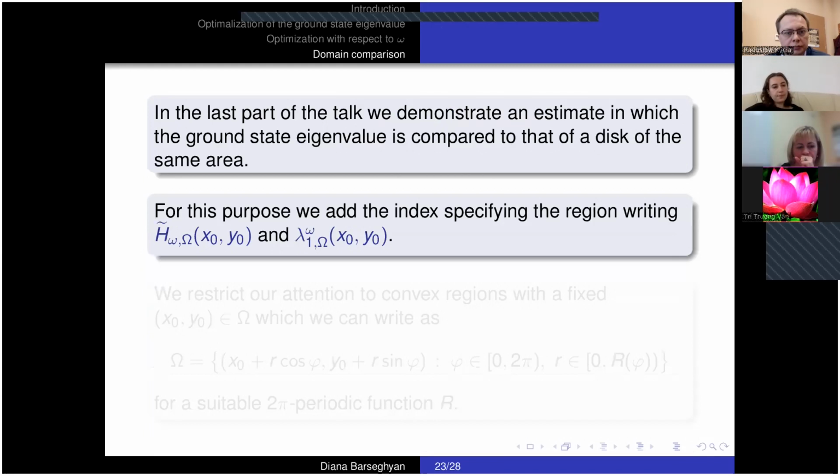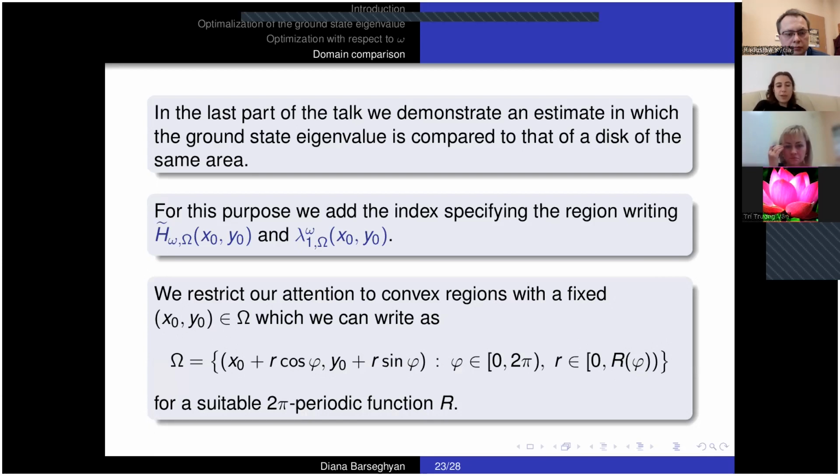Next, please. And now, in the last part of the talk, we can compare the ground state eigenvalue with the ground state eigenvalue of the same operator defined on the disk with the same area. Now we add an index to our notations to fix and show the domain. So we have, for example, lambda 1, omega, with a small omega, only to mention that we speak about the domain omega.